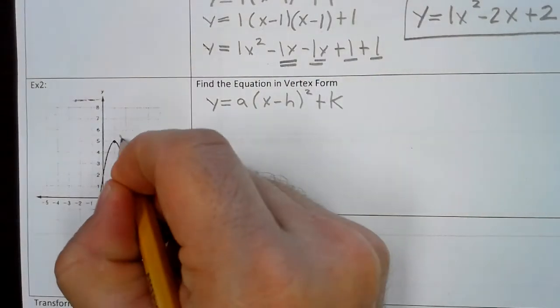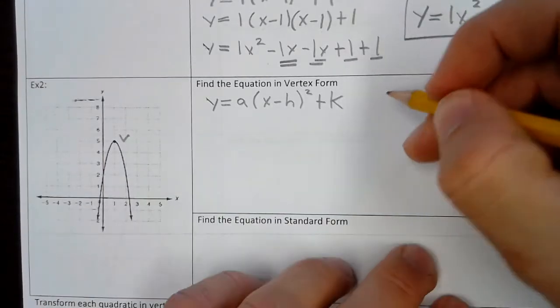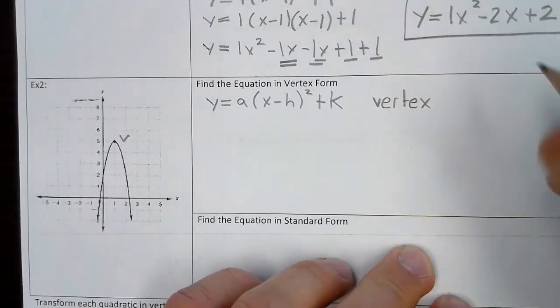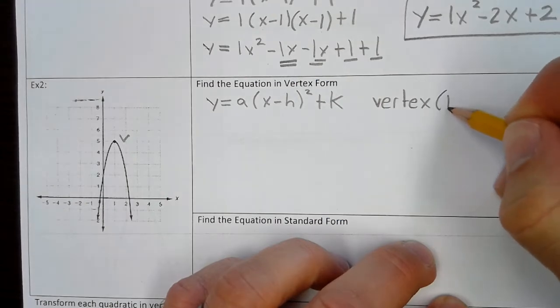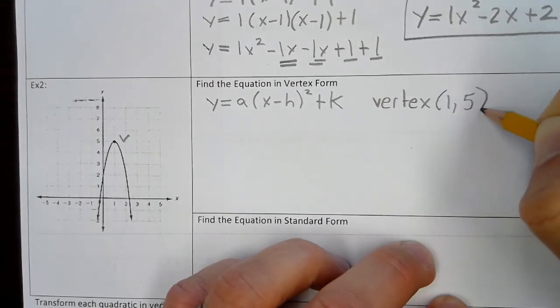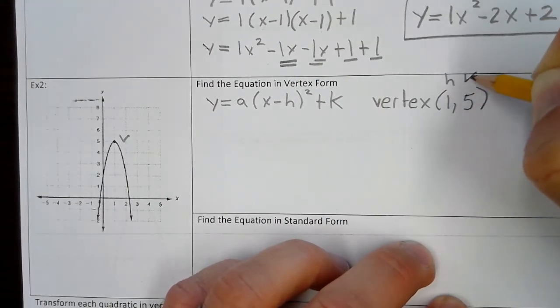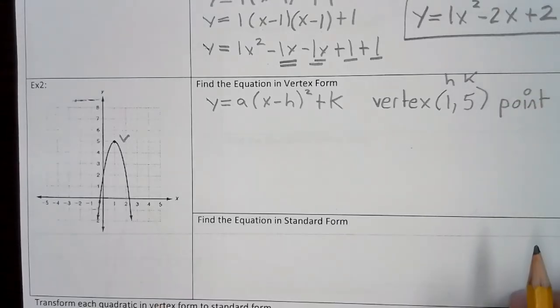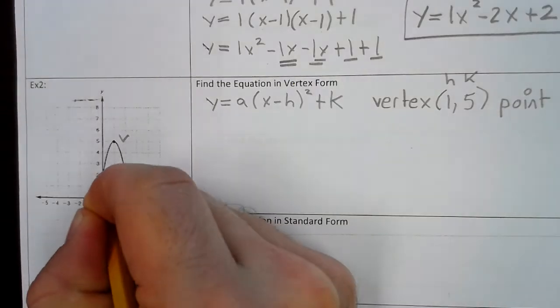In this case, the vertex, it looks like, is (1, 5). And that's h, k. Then we need to identify a point. And it looks like a good point would be (0, 2).